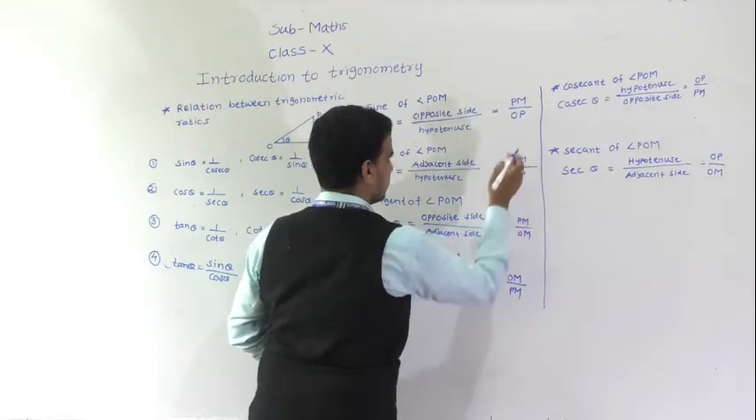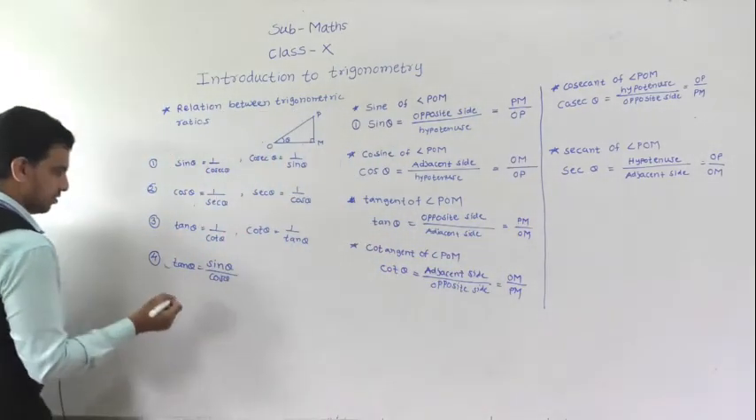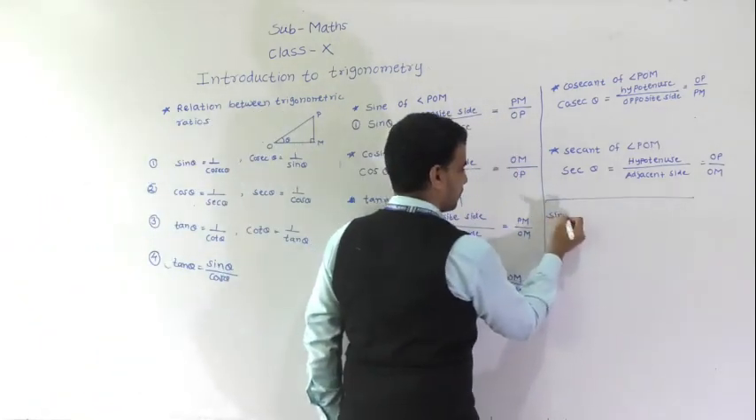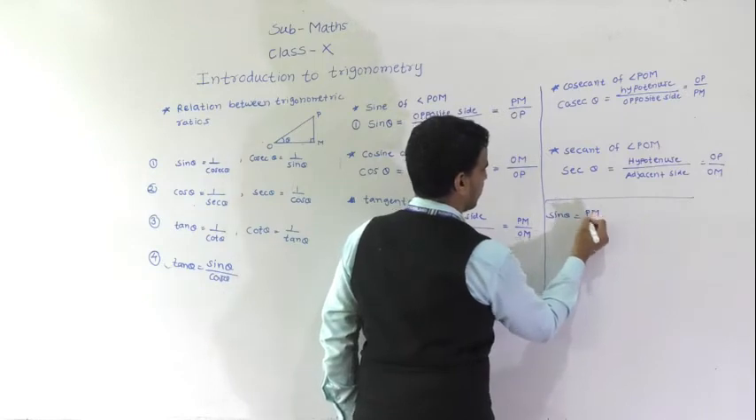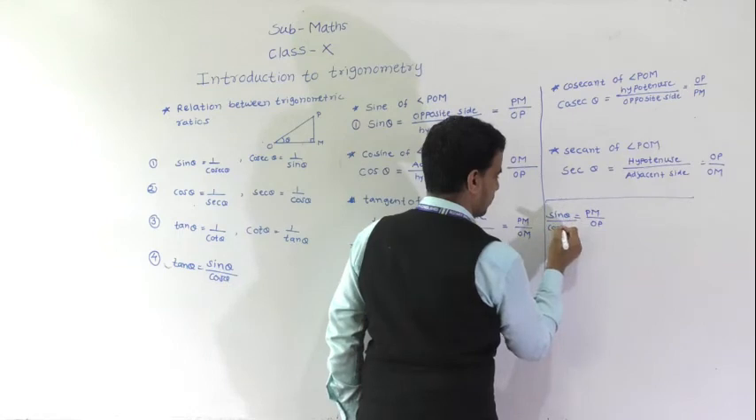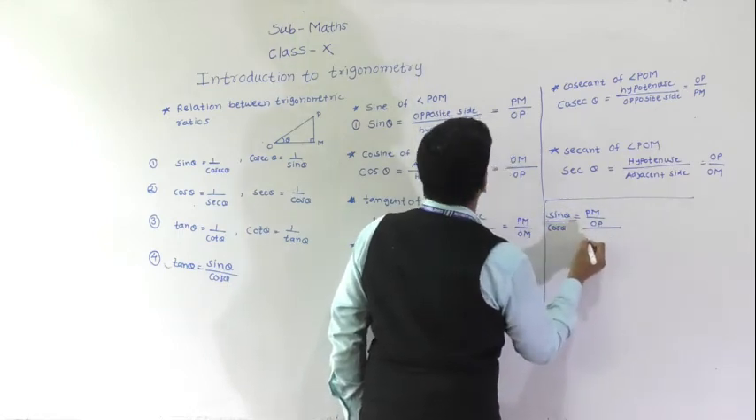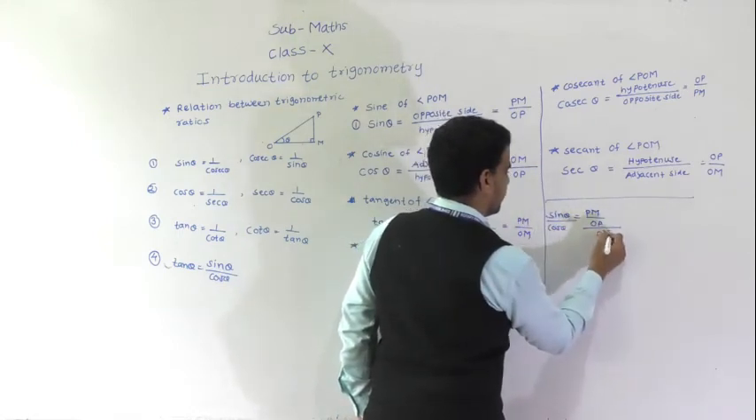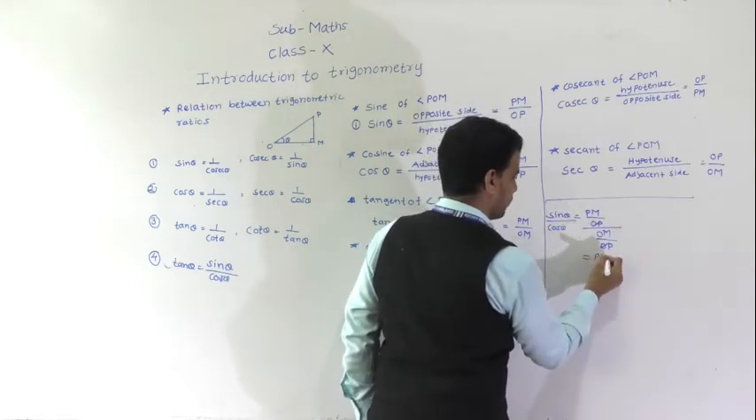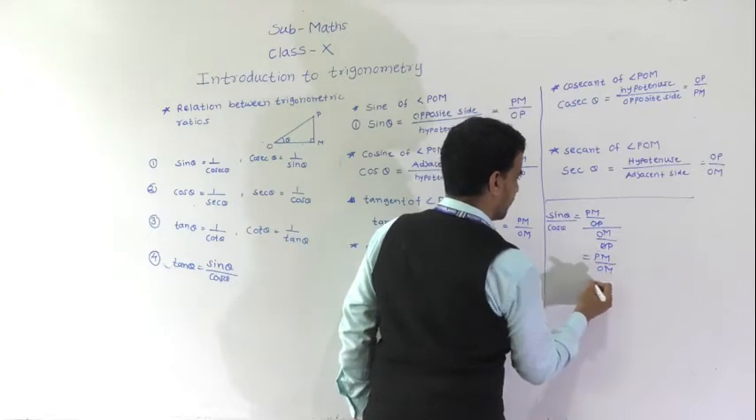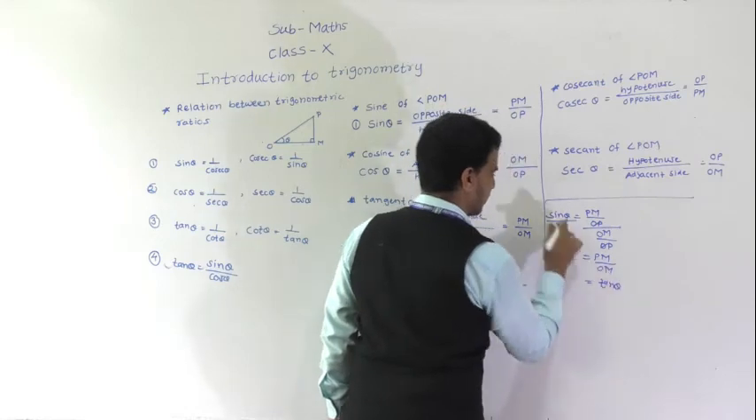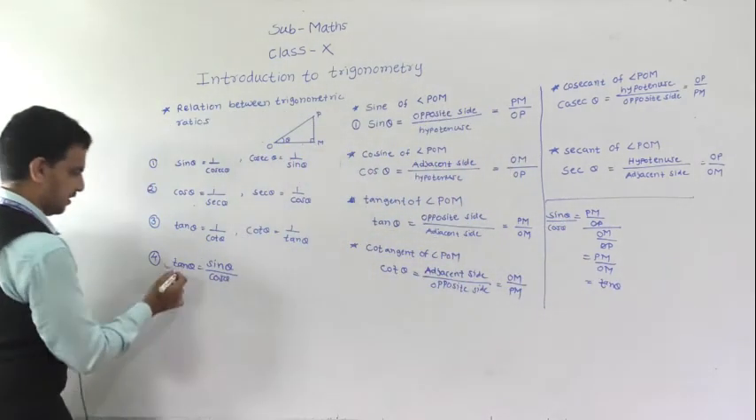You can check by using this: sin theta is PM by OP, and cos theta is OM by OP. If we divide these, the OP will get cancelled, we will get PM by OM. PM by OM means tan theta. So sin theta by cos theta gives tan theta.